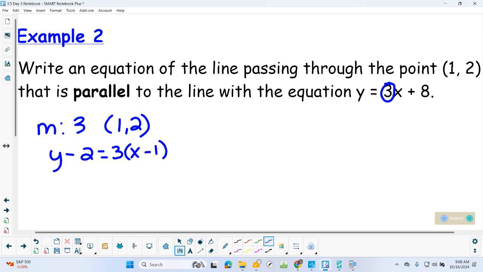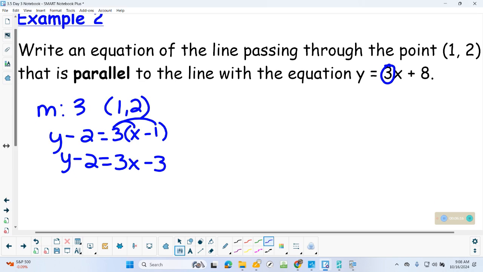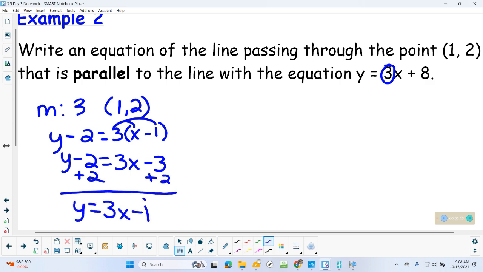Now, same deal. We're going to distribute. We're going to solve for y. You know how it works. So 3 times x, 3 times -1. And of course, last but not least, let's just add the 2 over. Got it. So I have a good feeling. I probably haven't taught you anything new. I'm pretty sure you covered this in Algebra 1. Maybe just needed a refresher.